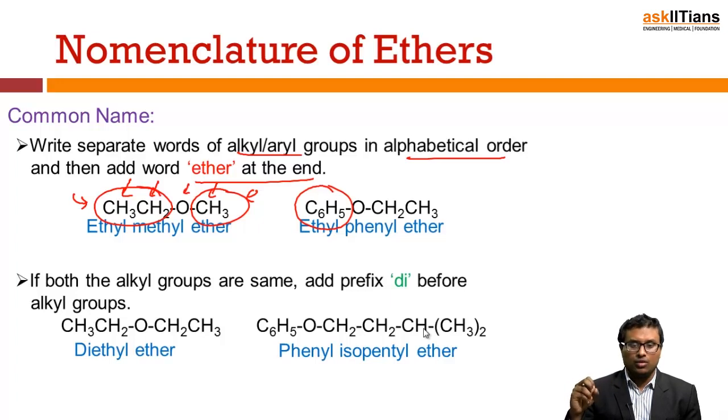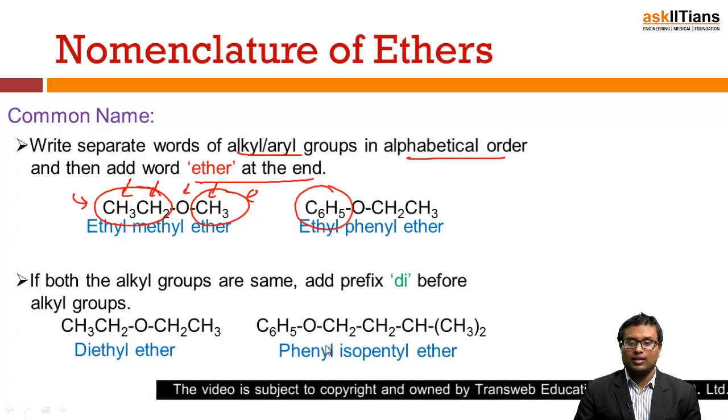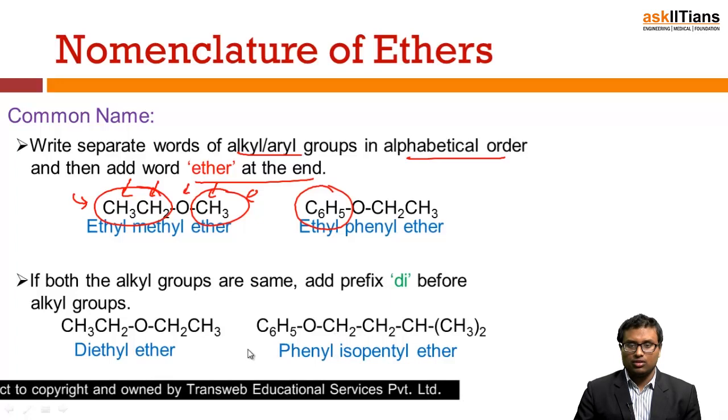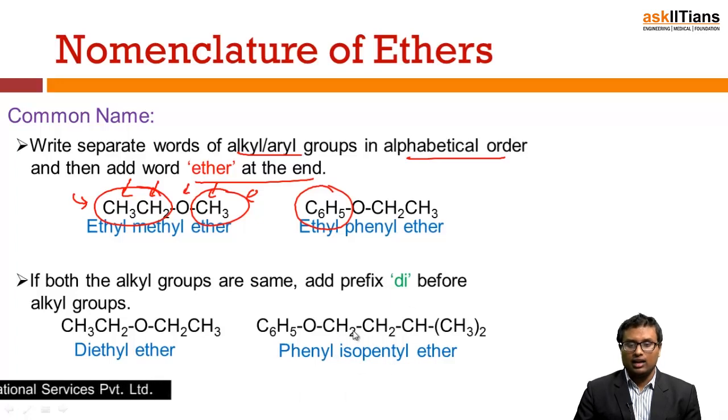Right? You have to use the alphabetical order. So if you use the alphabetical order, here you have phenyl and pentyl. Here this is isopentyl, but you have phenyl and you have pentyl group, because CH2 CH2 CH CH3 twice is a pentyl. You have 5 carbons, but if I closely observe that, it is an isopentyl. So whenever you have isopentyl group, remember it will be followed by the phenyl group. So phenyl, isopentyl and ether.